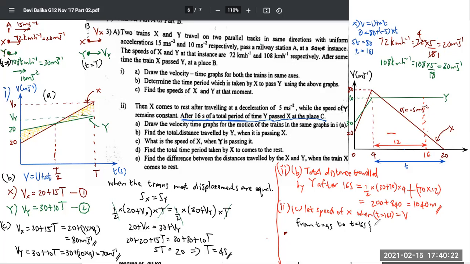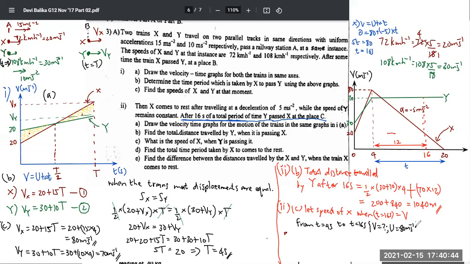So tell me the information we need. We need the final velocity during that time. What is the initial velocity, people? For x from time equal to 4 to time equal to 16, what is the initial velocity for x? Hurry up. What is the initial velocity of x for the decelerating part? Good. It is 80 meters per second.